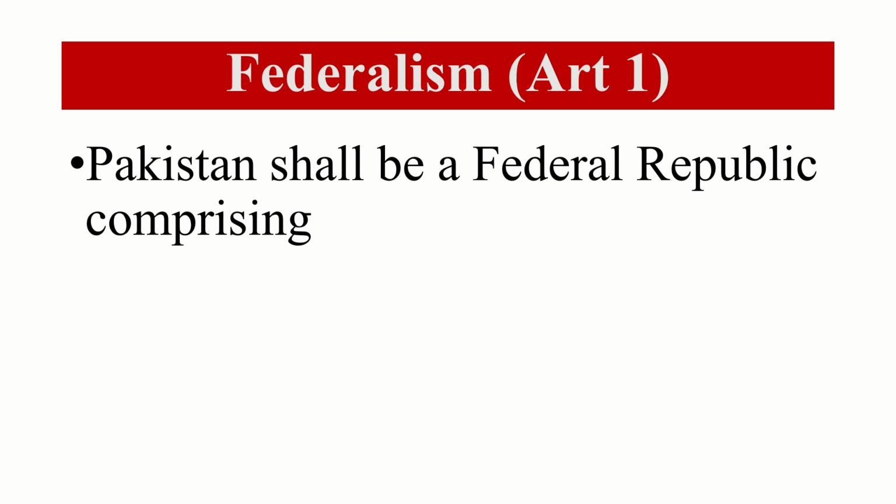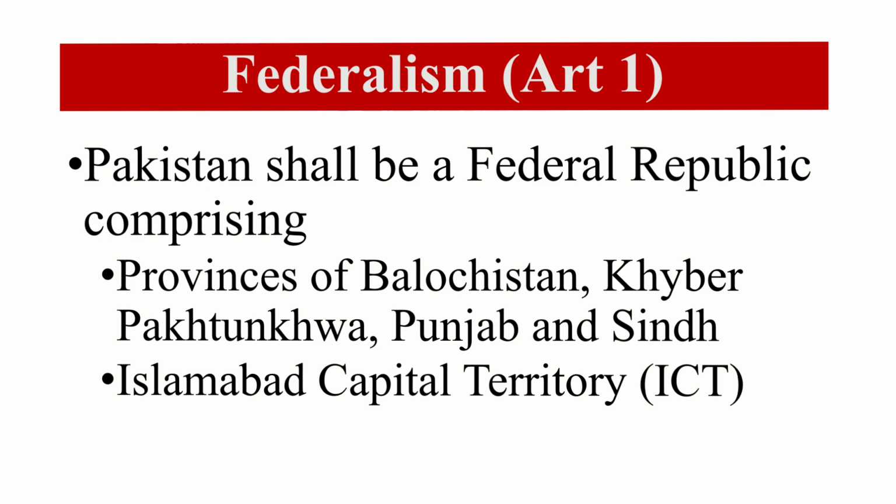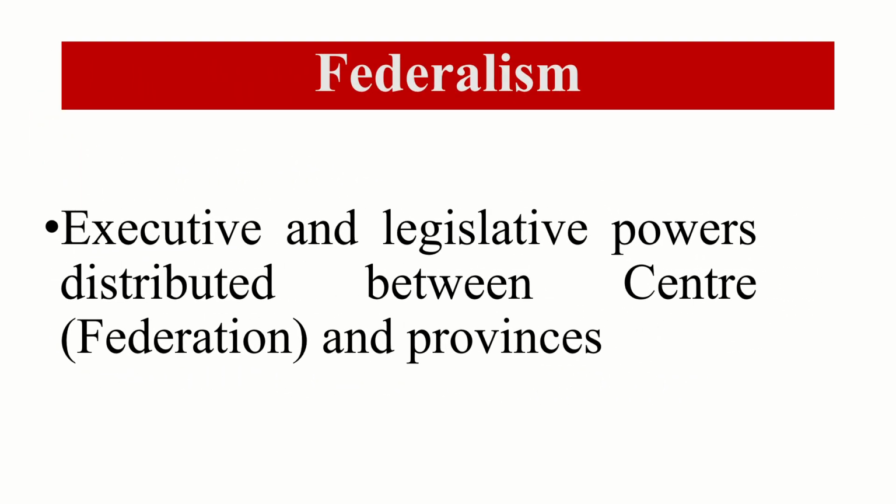Article 1, the first article of the Constitution of Pakistan, defines federalism. It says that Pakistan shall be a federal republic comprising four provinces, that is Balochistan, Khyber Pakhtunkhwa, Punjab and Sindh, and the Islamabad Capital Territory. So this is what the Federal Republic of Pakistan includes. Executive and legislative powers are distributed between the center or the federation and the provinces.